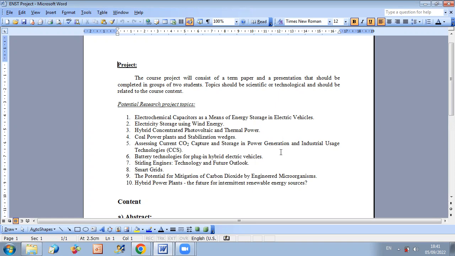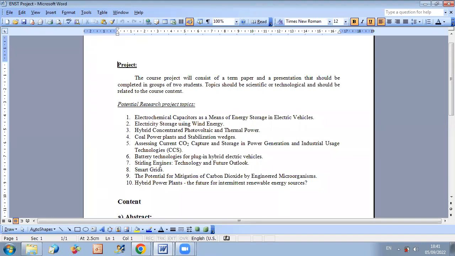Another also possible topic is battery technologies for plug-in hybrid electric vehicles. So this field is a little bit related to the first one, but it's based on another idea. But both have in common that we want to have vehicles that are driven by electricity. Here you can search for the battery technology, how we can use it to create hybrid electric vehicles so that we reduce the consumption based on fuel.